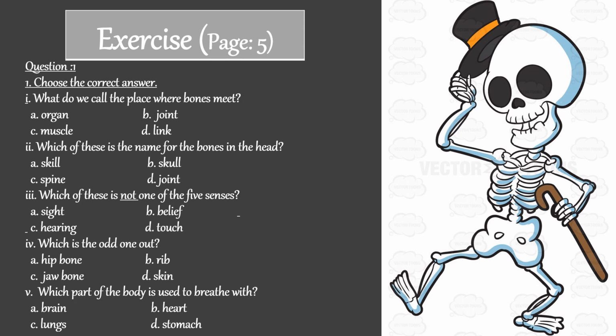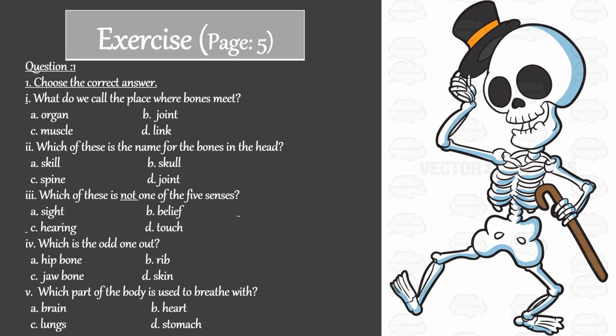Number 4. Which is the odd one out? Now the names given here are of bones and you have to see which one is not the bone. Hip bone, jawbone, rib, skin. Choose the correct one.